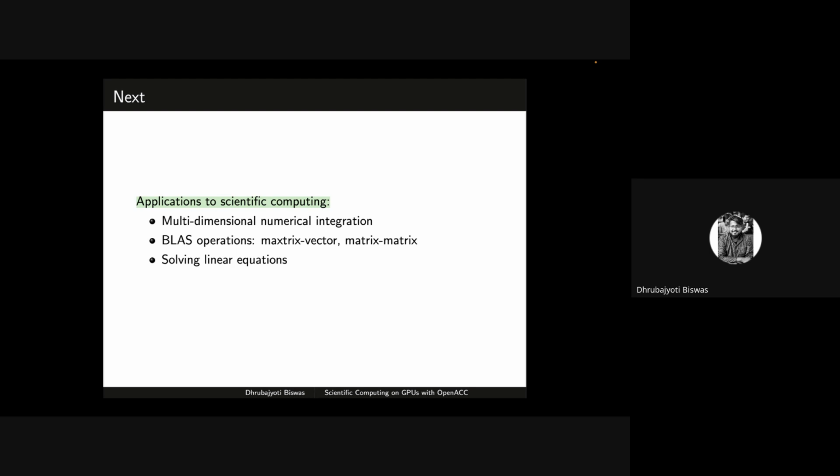So multidimensional numerical integration is one of the examples where you can use parallel computing, and you can do it on GPU. And for examples, we'll also look at some BLAS operations like matrix vector operations and matrix multiplication operations. And finally, next day, tomorrow, we will look at how you can solve linear equations. So these three are our target for tomorrow. I will write the code and show it to you, and we will see how we can do it quickly using GPU.